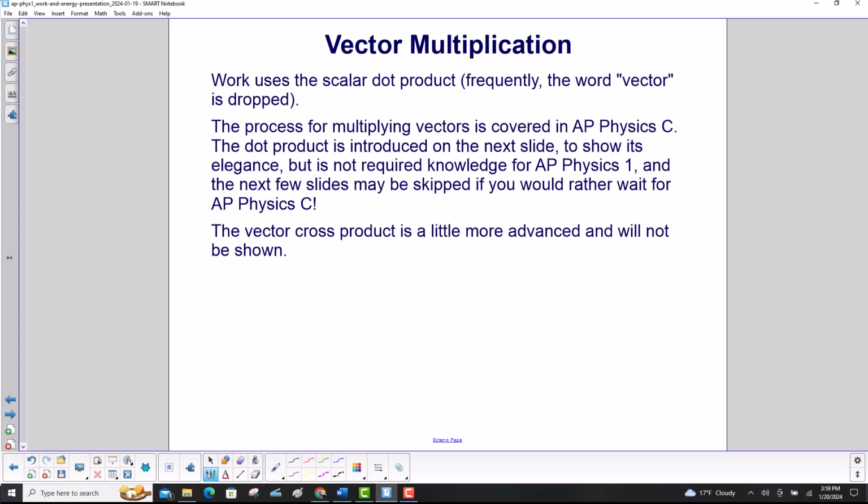Work uses a scalar dot product. Frequently, the word vector is dropped. The process for multiplying vectors is covered in AP Physics C. The dot product is introduced on the next slide to show its elegance, but it is not required knowledge for AP Physics 1, and the next few slides may be skipped if you would rather wait for AP Physics C. The vector cross product is a little more advanced and will not be shown.